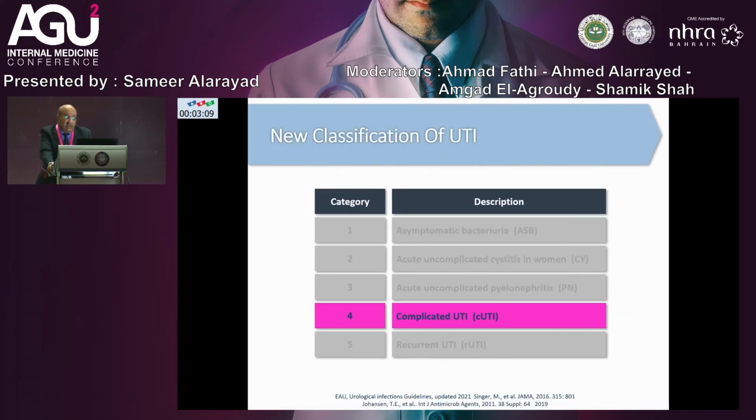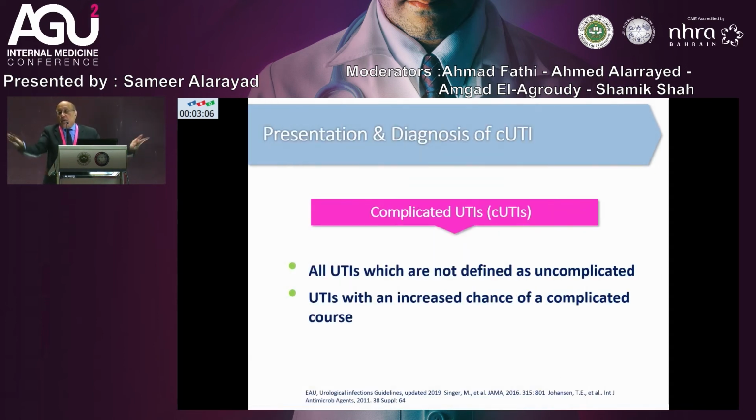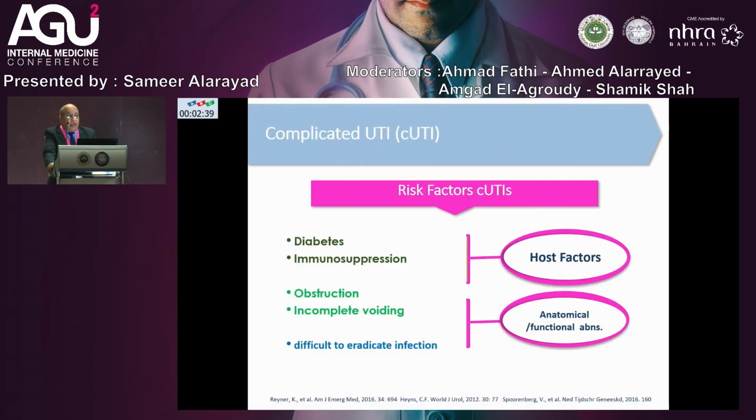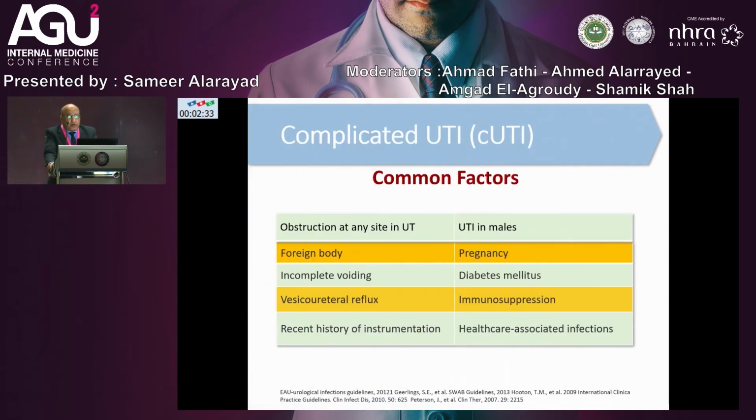What is complicated UTI? Basically, all the uncomplicated ones can become complicated UTI. And it's complicated even if you're dealing with an uncomplicated UTI but your clinical judgment is that the patient is too sick, you should consider it as complicated. It includes all men with UTI, pregnant women, or any urological abnormalities or comorbidities with the UTI. Diabetes, immune suppression are so common, obstruction is so common, and apart from obstruction, probably foreign bodies, males, diabetes, maybe recent instrumentation, okay?